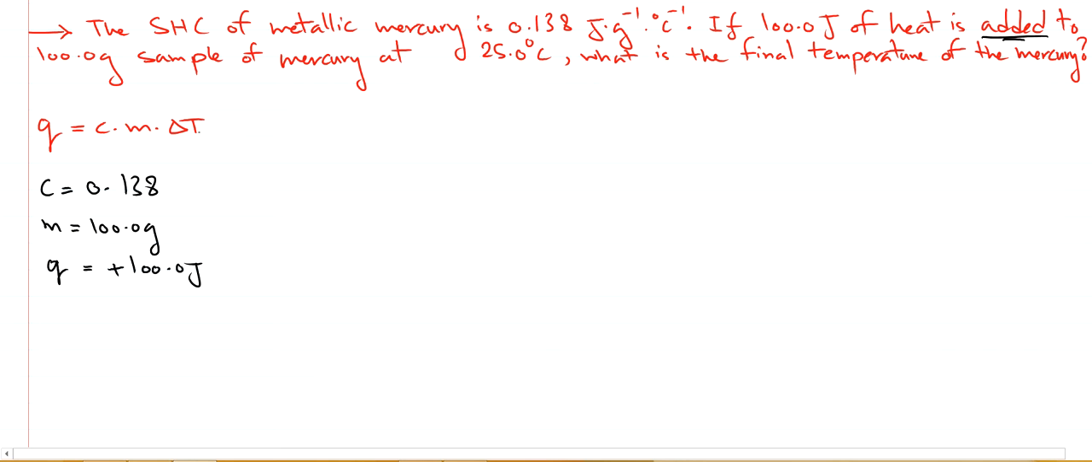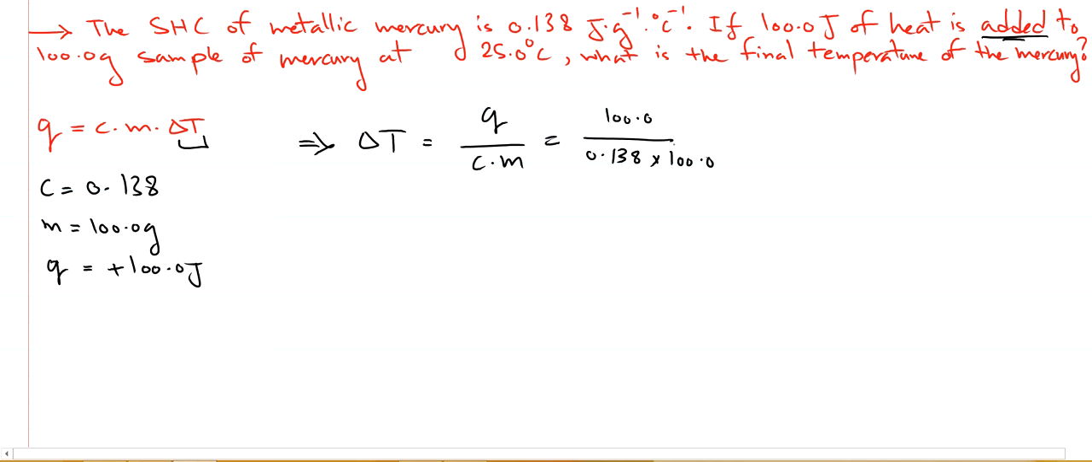Now I want to find my delta T value. I need to move my C and M to the other side of the equation. Therefore delta T is going to equal Q over C times M. Now I'm just going to plug in the values. 100 over 0.138 times 100. Now I can cancel these out, and my final answer will equal 7.246.